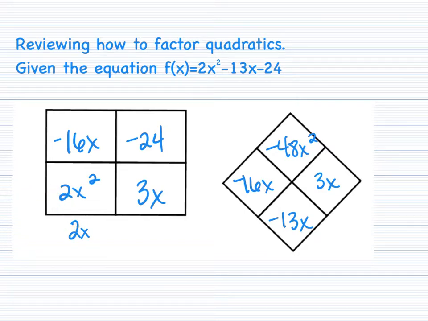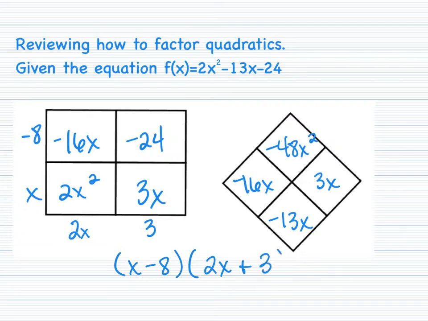2x times 1x gives me 2x squared. 2x times negative 8 gives me 16x, and this is where a lot of people made a mistake. They assumed that this number was just negative 16 or whatever that number was, but you have to divide it by the 2x. So negative 16x divided by 2x gives us negative 8. x times 3 gives us 3x, so that creates that part. So that gives us our factored form of x minus 8 times 2x plus 3.